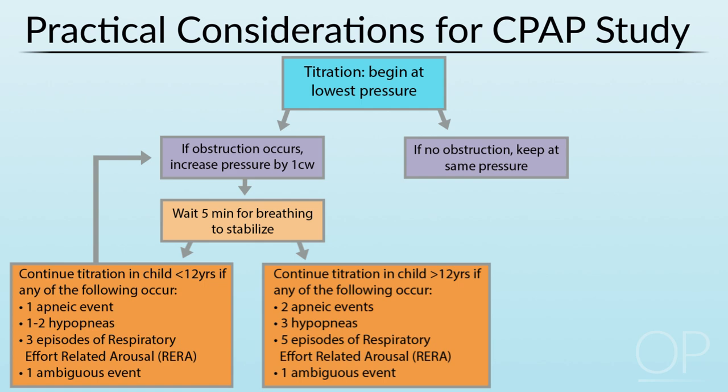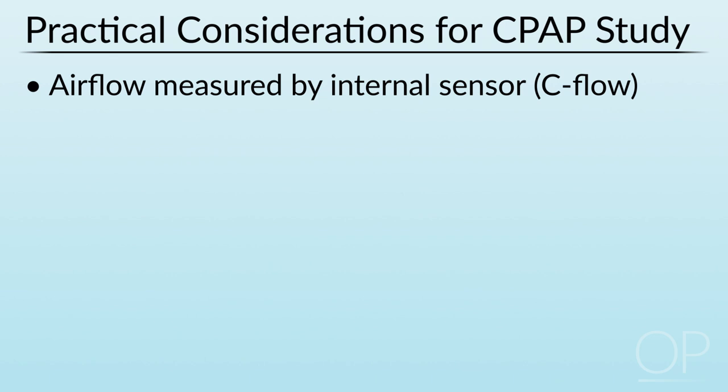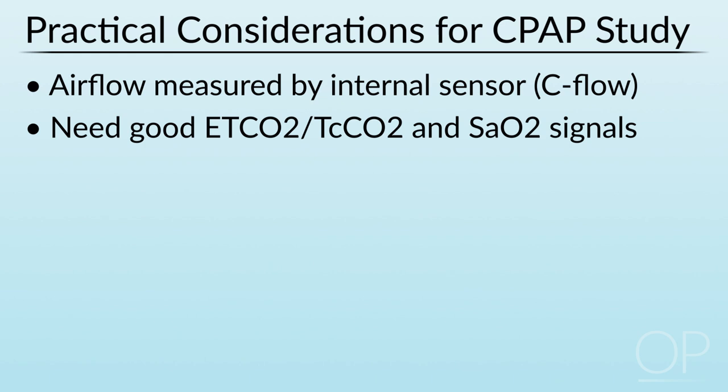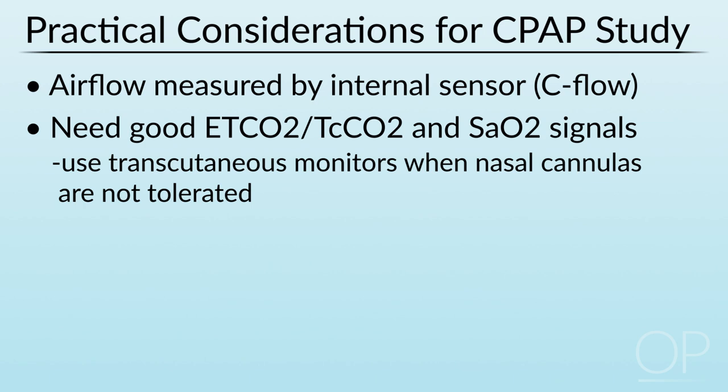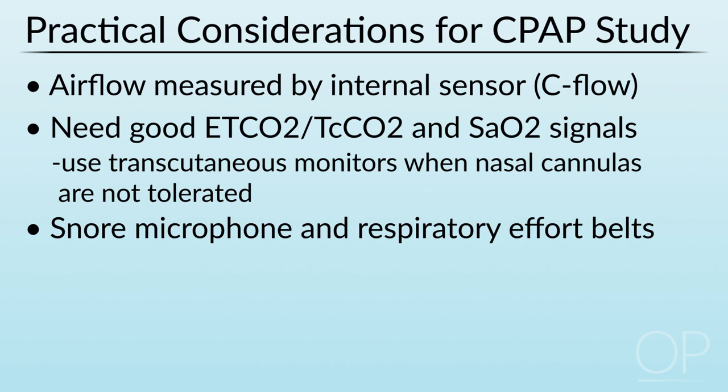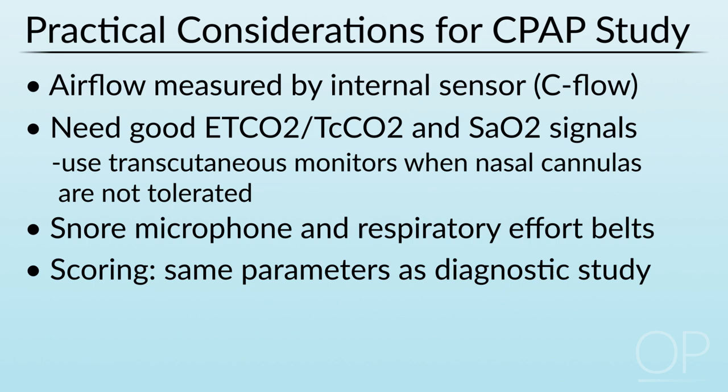The airflow during the CPAP titration study is measured by an internal sensor called C-flow. We need to have good carbon dioxide signals. When the child doesn't tolerate nasal cannula, we use transcutaneous monitors. We need to have good saturation probes and signals. We have a snore microphone to make sure that the snoring is eliminated. And we have good respiratory effort belts to see the effort. And the scoring parameters are the same as we use for a diagnostic study.